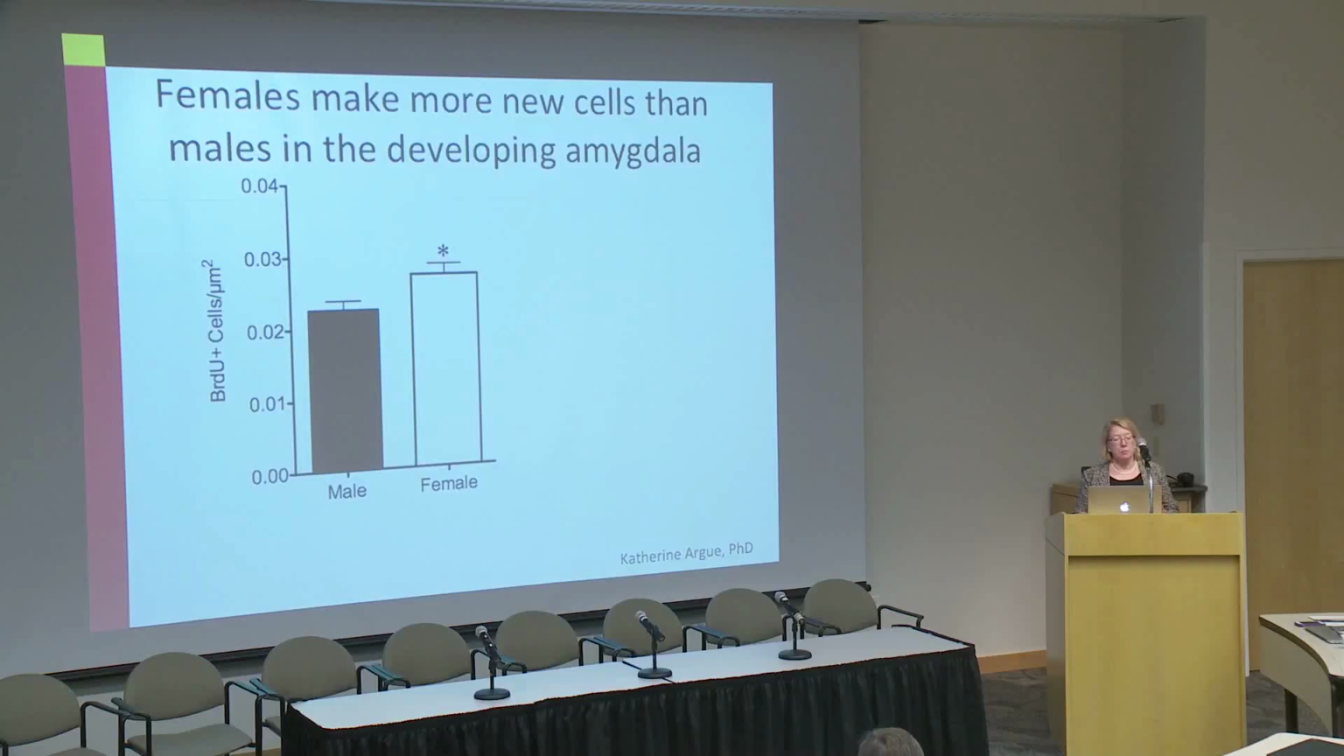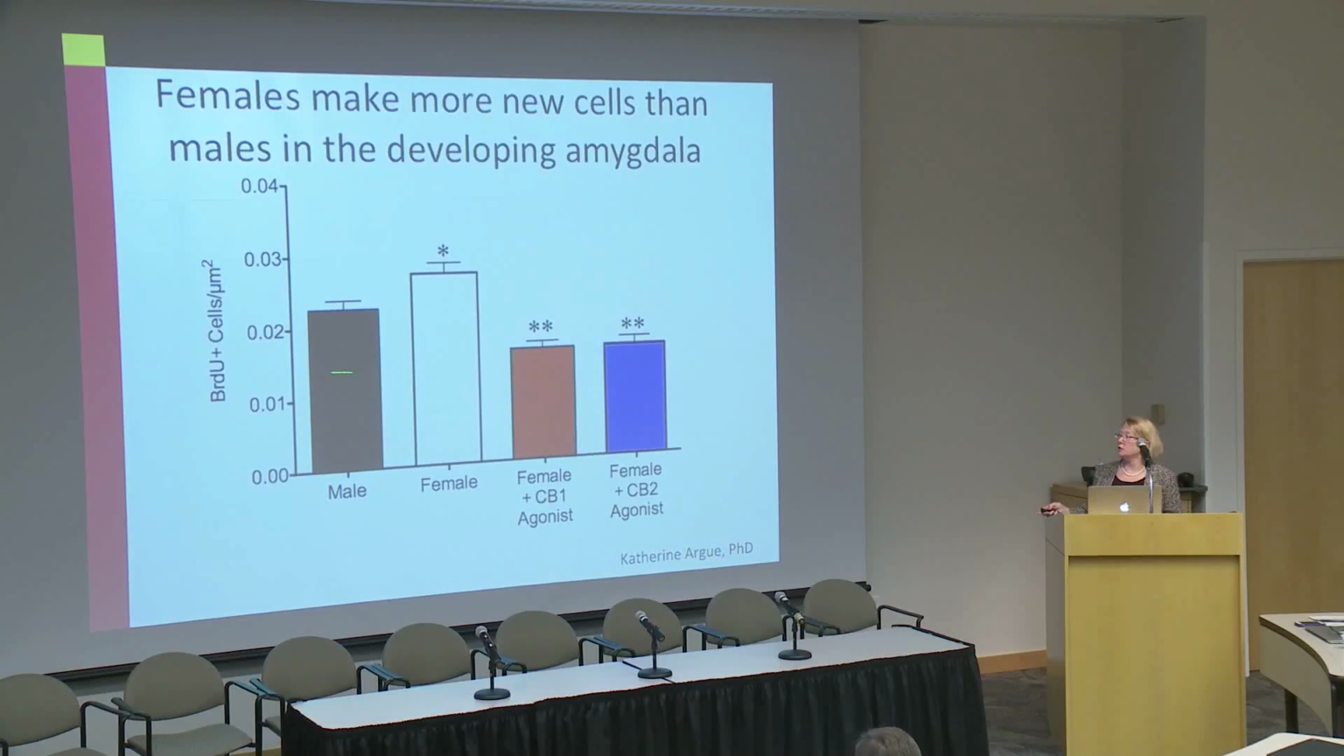So we know that females are making more new cells in the developing amygdala than males. What is the impact of endocannabinoids on that? If we treat females with either a CB1 or a CB2 agonist, we actually reduce their level of cell genesis down to below that of males. We have hit males with a 100-fold range of endocannabinoid doses, and we can't budge their cell genesis. They're just naturally high, and so we can't get them any more responsive.